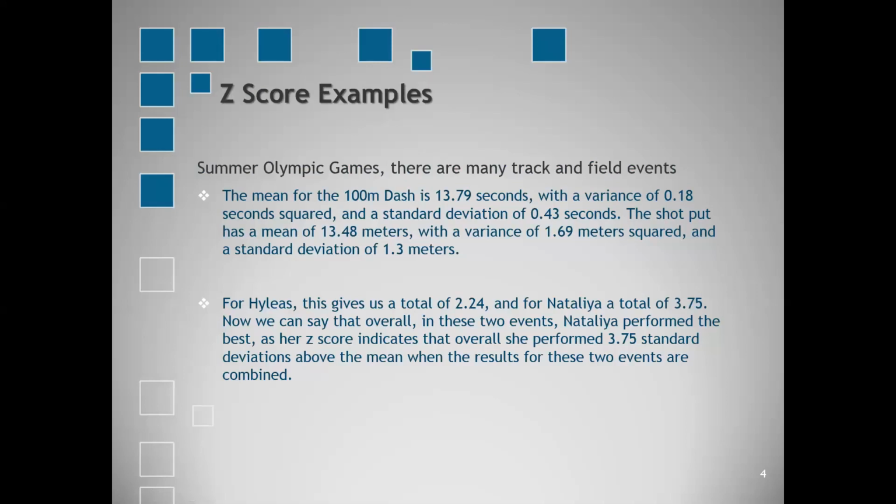If we look back at our original hypothesis, we can see that we are able to confirm that Natalia is the better athlete in the combination of these two events. In case you're wondering, Natalia ended up winning the gold, and Hilaeus ended up winning the silver medal in the overall heptathlon.